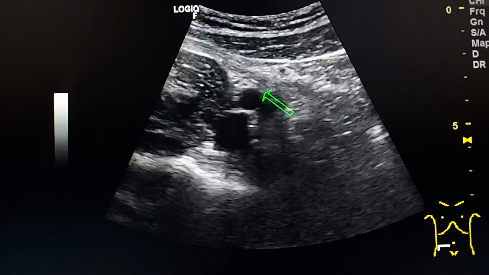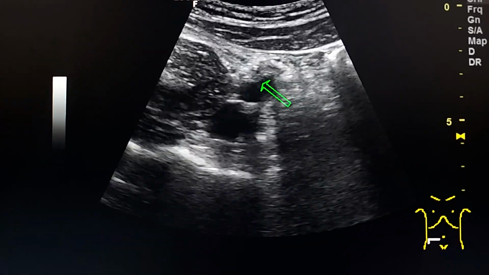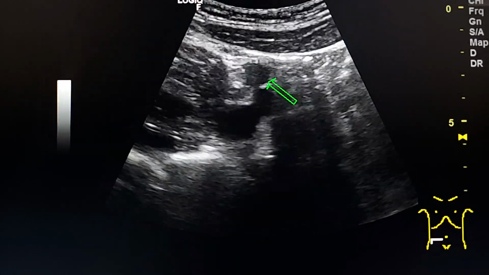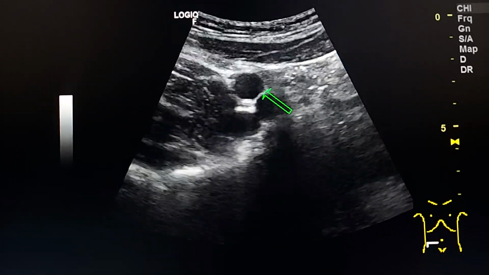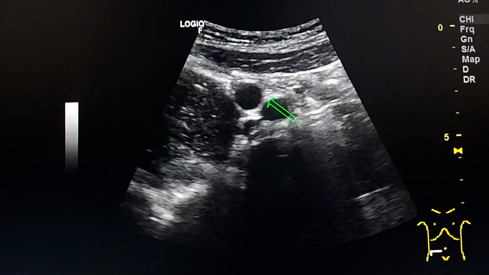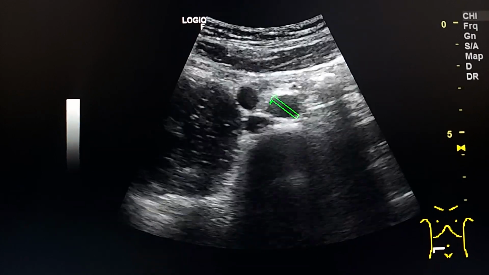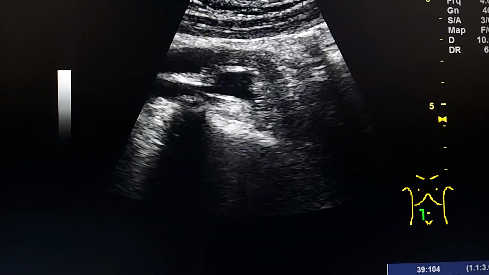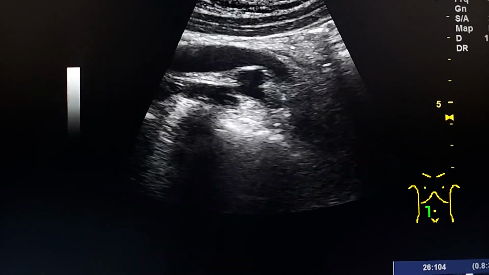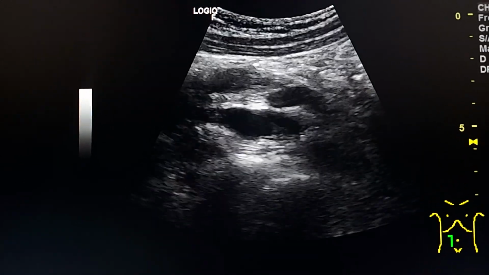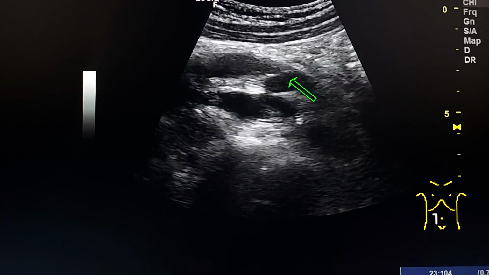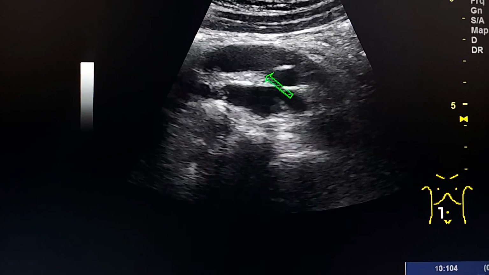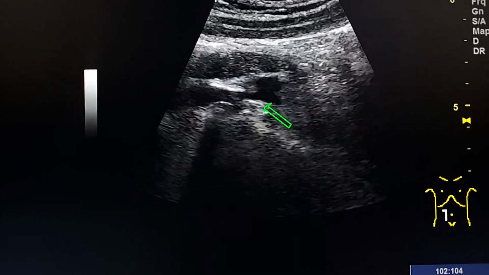Sometimes the stone lodges here in this point because it is a normal narrow point of the ureter physiologically, and by scanning longitudinally we see how the ureter is crossing the artery. This is the dilated ureter, and this is the iliac artery, and this is the vein.